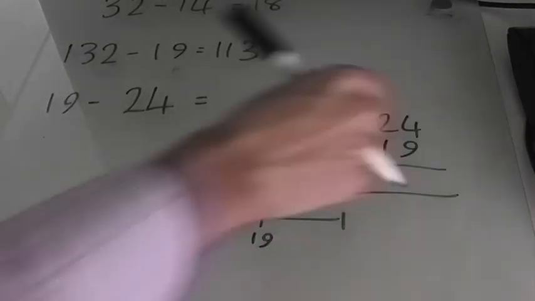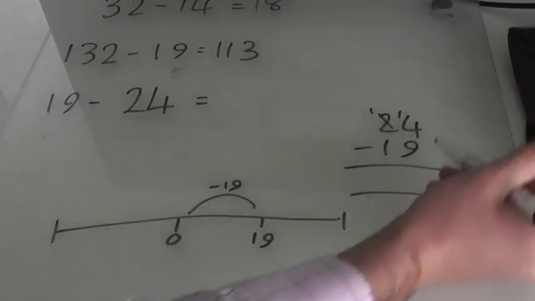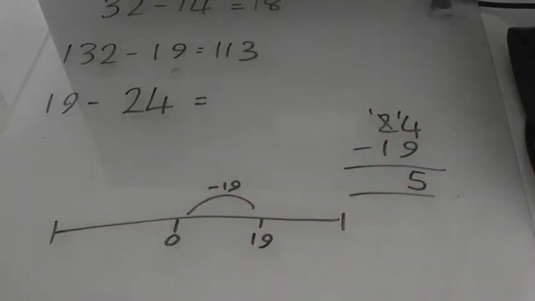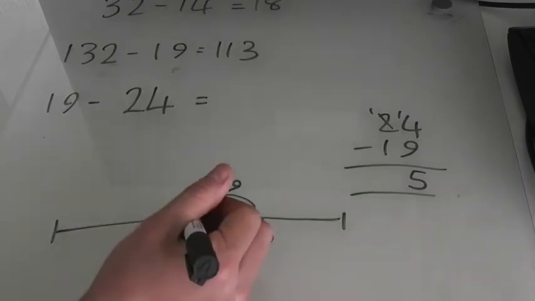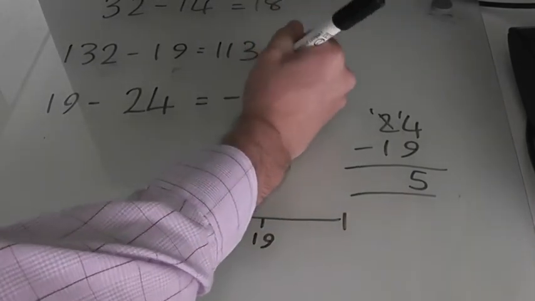Look, can you see how the column subtraction comes back into it? Borrow the 1, 14, take away 9, that goes 5. So that will give us 5 left, okay? So we now need to do a jump of 5, which will take us to minus 5. And there is your answer.